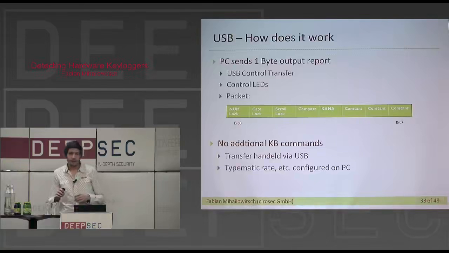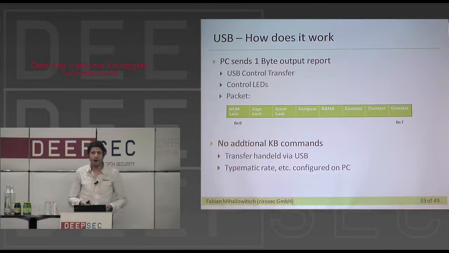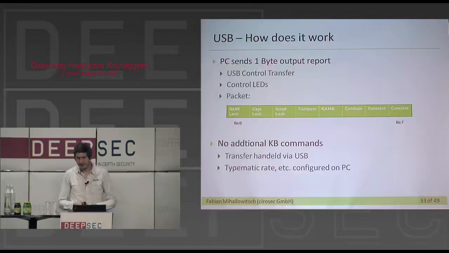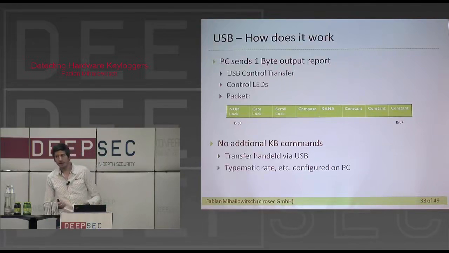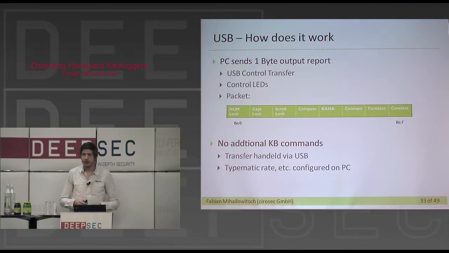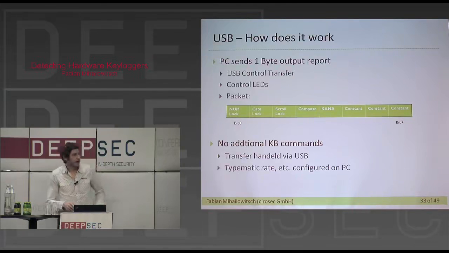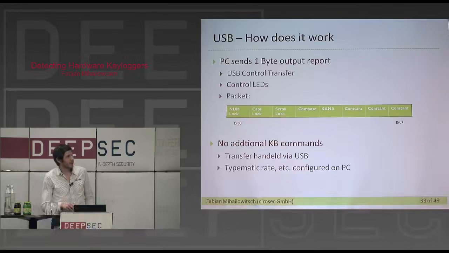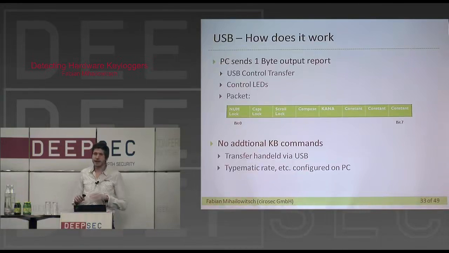The PC to the keyboard in return can send 1-byte output reports. They are sent as USB control transfers and are basically just used to set the LEDs of the keyboard. They don't have any other use. And the packet looks like this: 1 byte, 8 bits. You can see 1 bit for num lock, caps lock, and so on. You don't have any additional keyboard commands like we had for PS2.